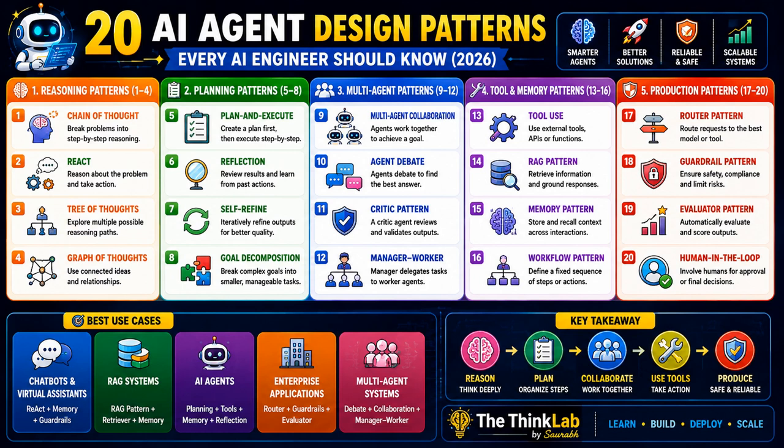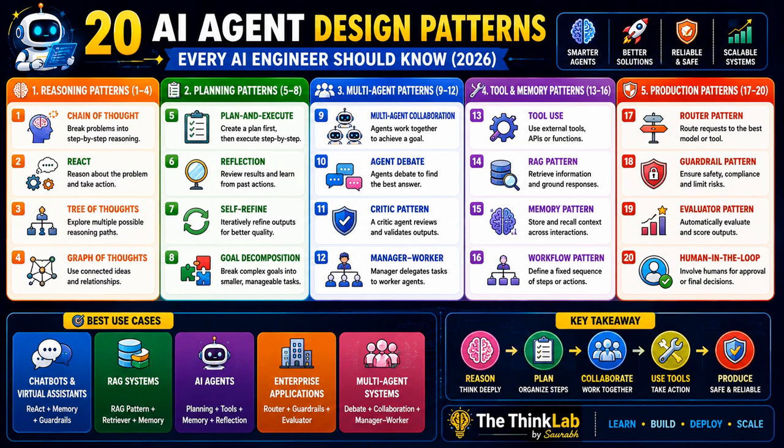So now we are moving to point number 11, which we call the critic pattern. One AI agent creates an answer, another AI agent acts as a reviewer, and the reviewer checks for mistakes and suggests improvements. This is similar to code review in software engineering, right? So this critic pattern is very important.